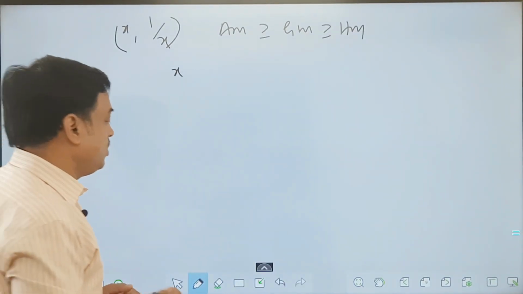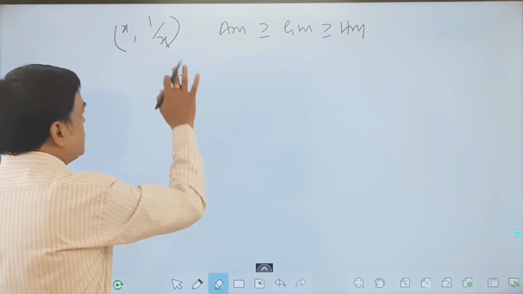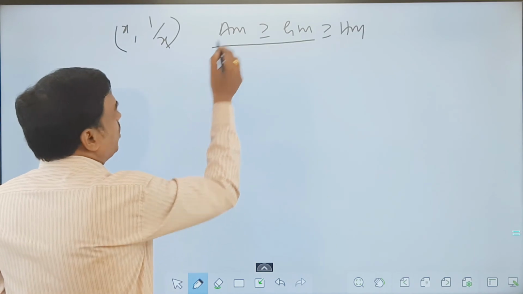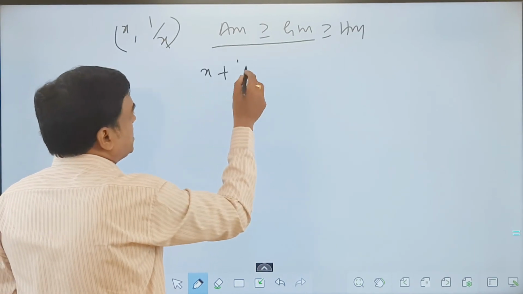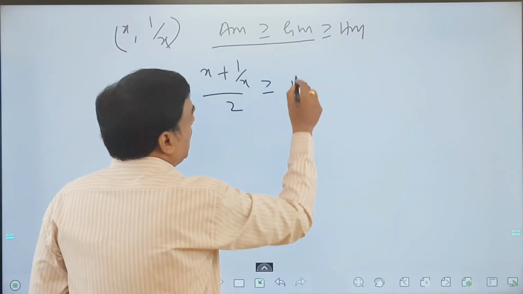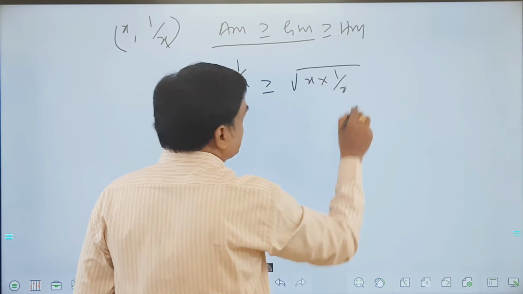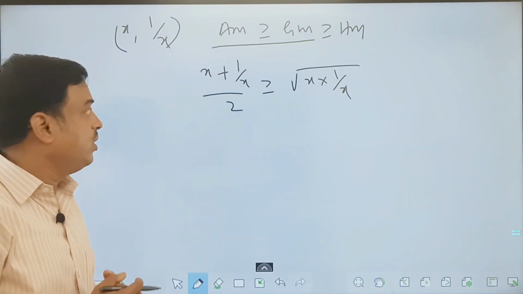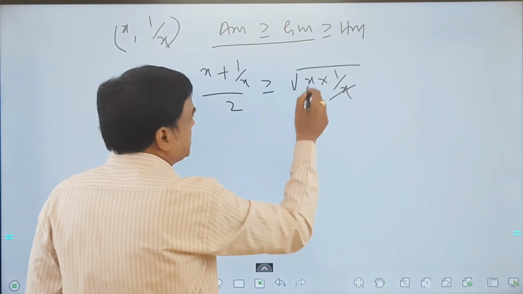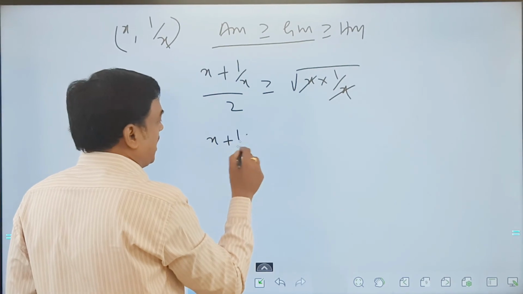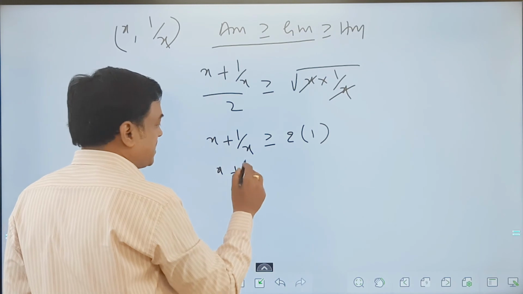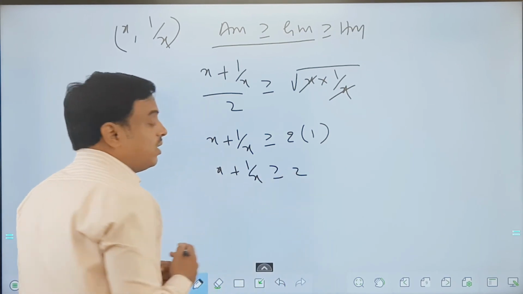Using this condition, the arithmetic mean of two numbers, (x plus 1 by x) by 2, is greater than or equal to the square root of x into 1 by x. I'm using AM greater than or equal to GM. See what finding I get here. I cross multiply the 2, and cancel x with 1 by x on the right, so x plus 1 by x is greater than or equal to 2 into 1. So x plus 1 by x is greater than or equal to 2.